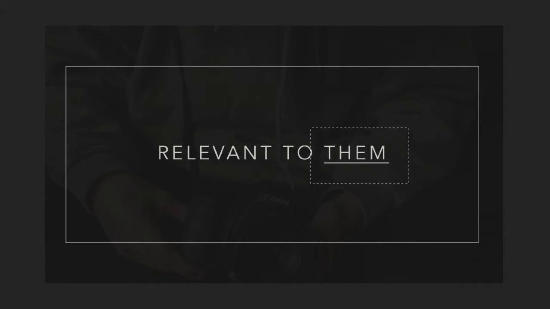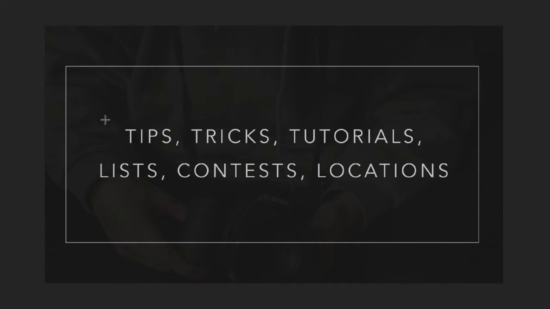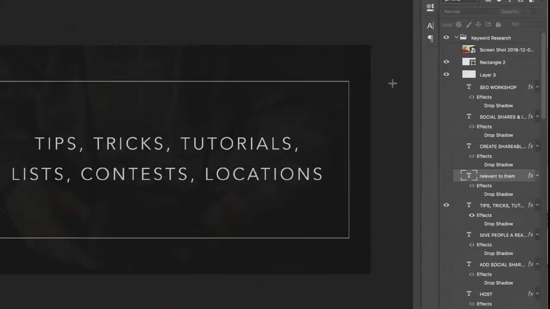So let's talk about how we're going to come up with content that people actually share. Here are a few ideas of types of content people actually interact with. We've got tips pieces of content, we've got tricks posts, tutorials, lists, contests, and locations. Those are just some ideas, and if you are ever out of ideas for what kind of content to produce, you can simply head over to Pinterest.